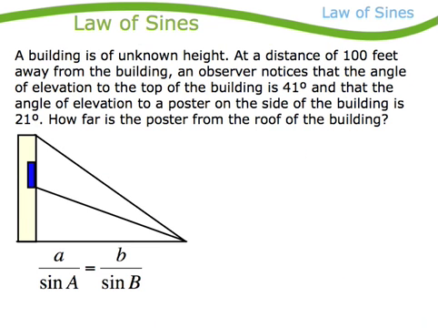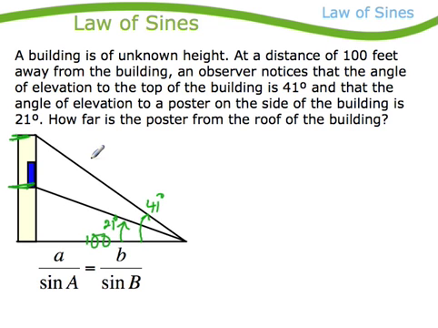Here's just a quick little application of doing that. I've got a building that I don't know how high it is, and that's probably what I'm going to be looking for, or part of that. And it says at a distance of 100 feet away from the building, an observer notices that the angle, this whole angle here, is 41 degrees. That'll take you to the top of the building. And then they also notice that a poster is there, and the angle to get up to that poster is 21 degrees. And then the question says, how far is this poster from the roof of the building?